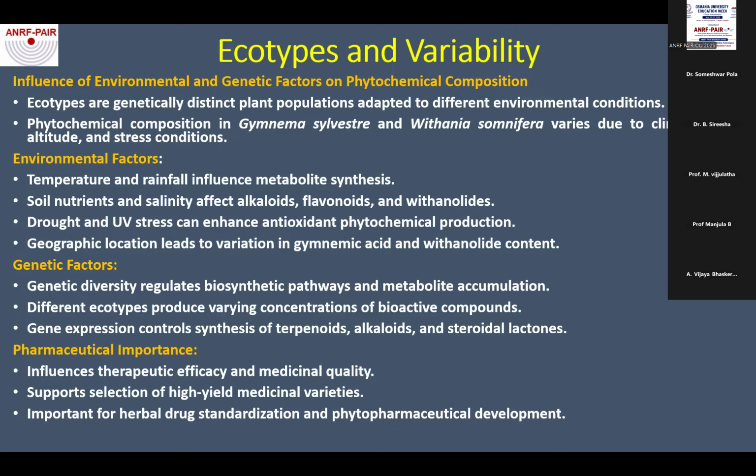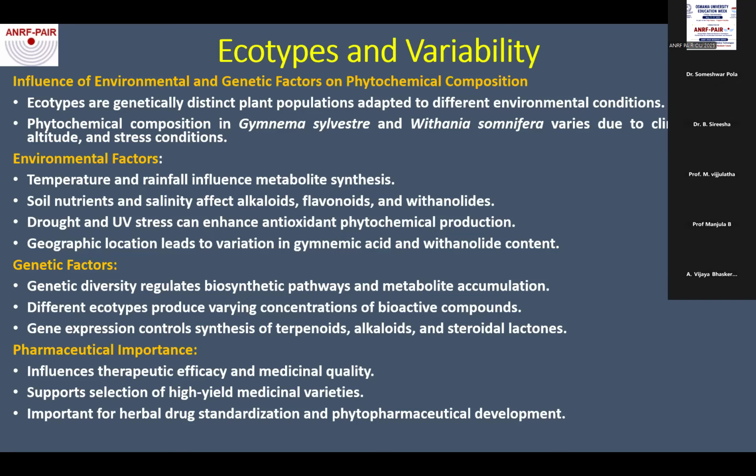Environmental factors like temperature and rainfall influence the metabolite synthesis, and soil nutrients and salinity affect the alkaloids, flavonoids, and withanolides. Drought and UV stress can enhance the antioxidant phytochemical production. So geographical locations lead to the variation in gymnemic acid and withanolide contents.